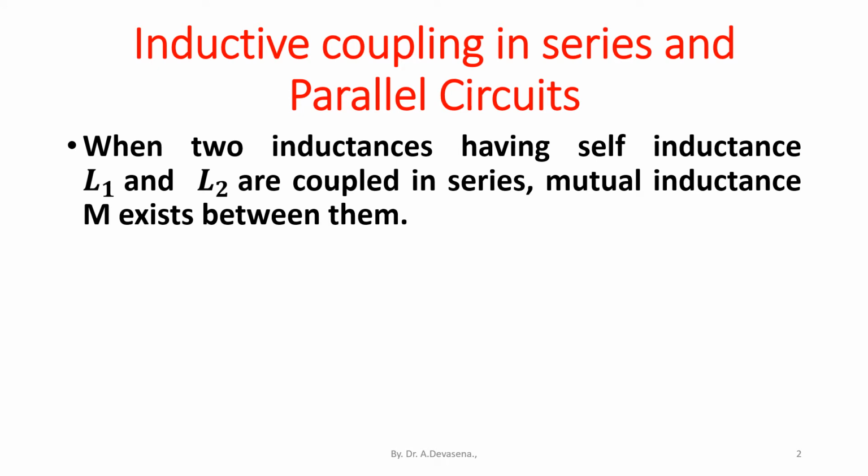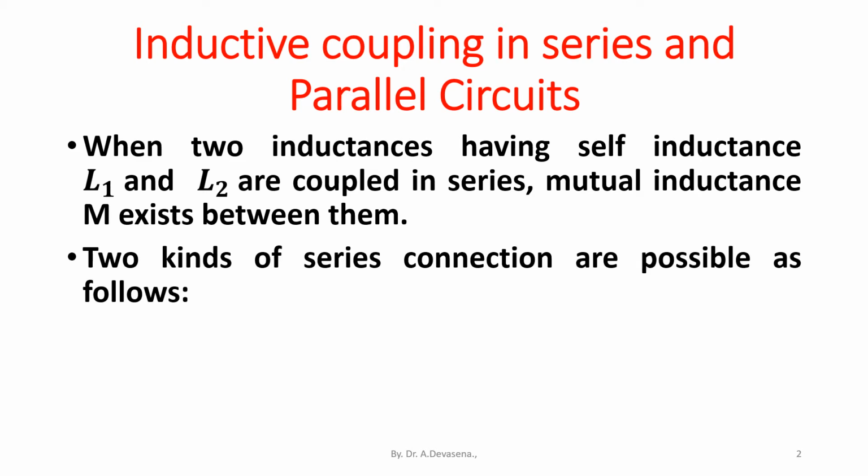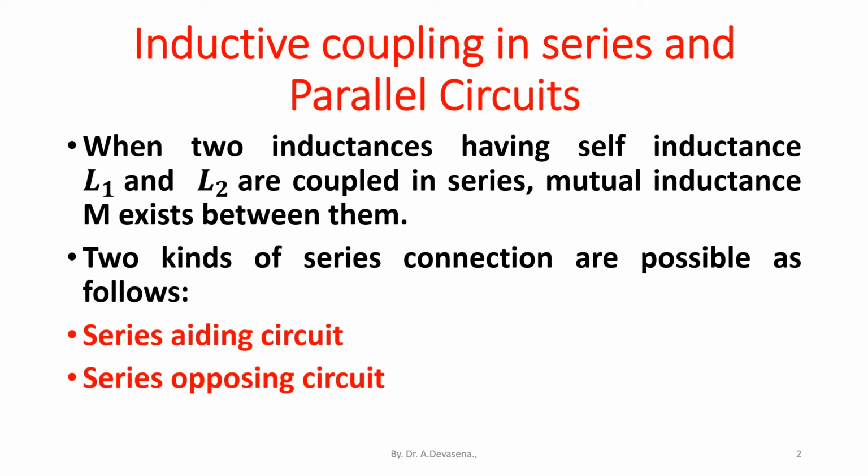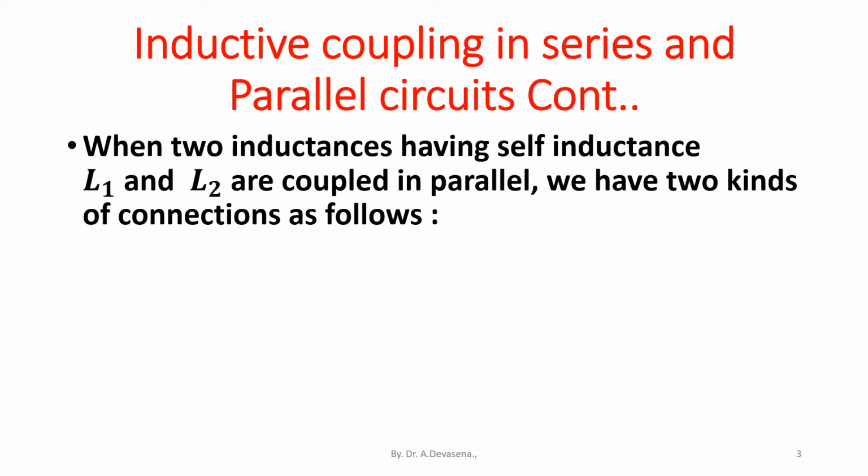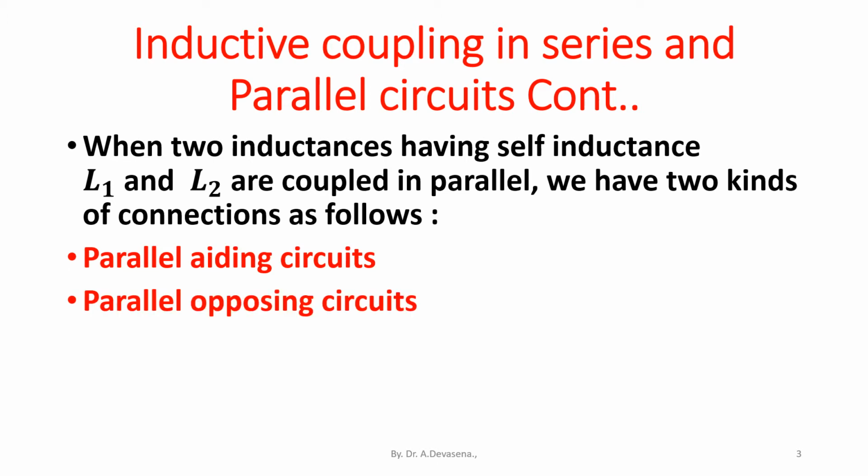When two inductors having self-inductance L1 and L2 are coupled in series, mutual inductance M exists between them. Two kinds of series connection are possible as follows: they are series aiding circuit and series opposing circuit. When two inductors having self-inductance L1 and L2 are coupled in parallel, we have two kinds of connections: parallel aiding circuits and parallel opposing circuits.